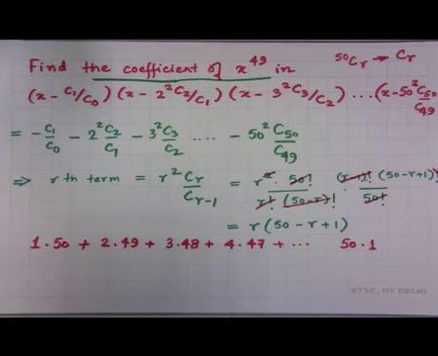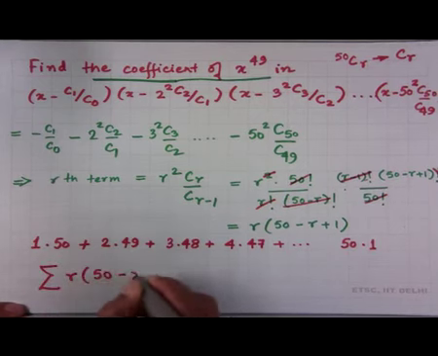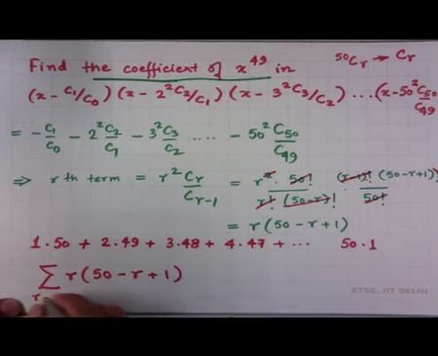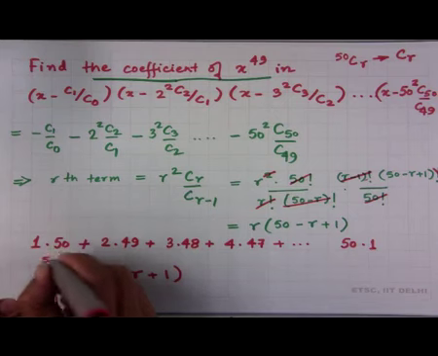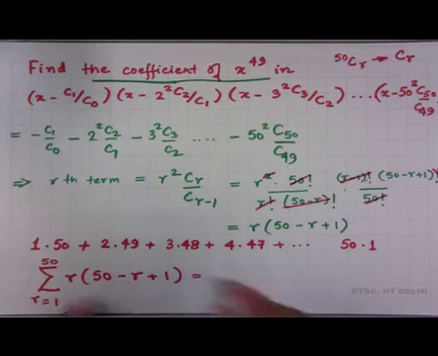This is the sum that you have to do, and you have to sum it from r equal to 1 to r equal to 50, and then you can break this up.